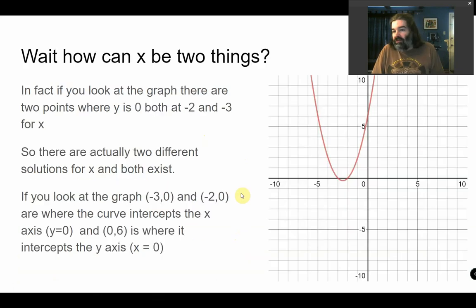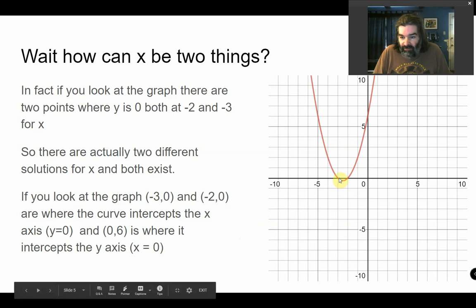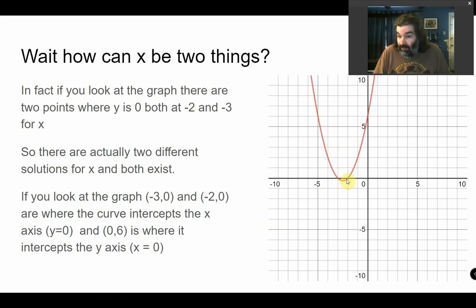And in fact, if you look at the graph, this is actually what we get. So there are two solutions, and you may say, well, why are there two solutions? Well, because there are two solutions in real life when we graph this. It is actually at y equals 0 at 2 points equal to minus 3 and minus 2.